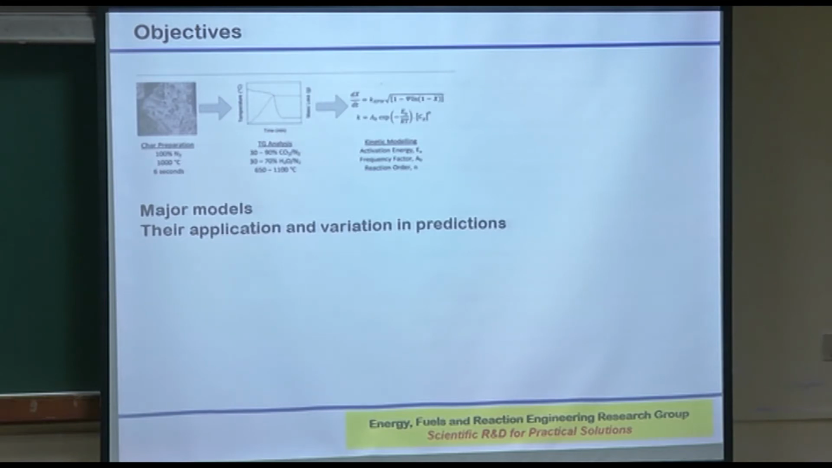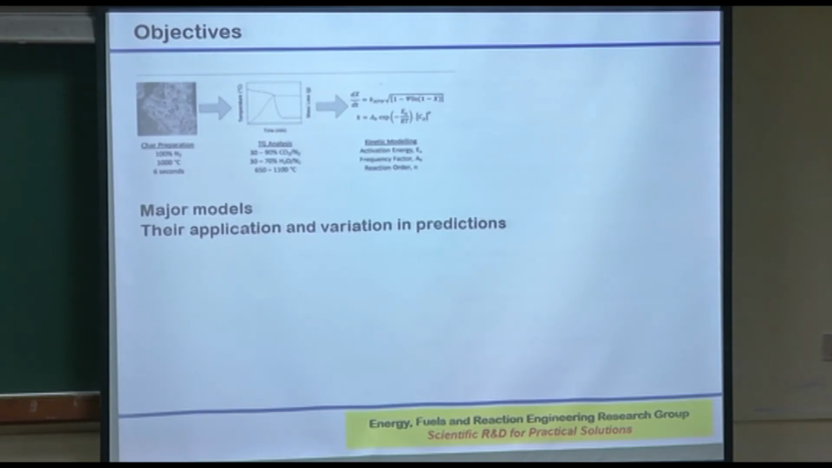So essentially the purpose of it was to see, okay, if I produce the char in a drop tube furnace, then it is a char produced in a high heating rate equipment. Then I examine its reactivity through the TGA experiments, and then see whether that reactivity can be explained by any of the existing models or not. So that's the whole purpose.